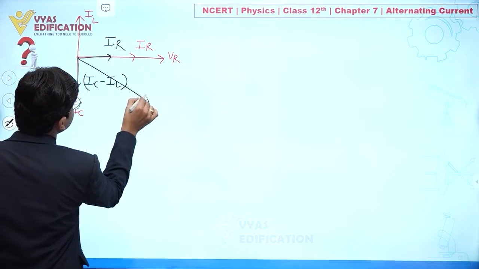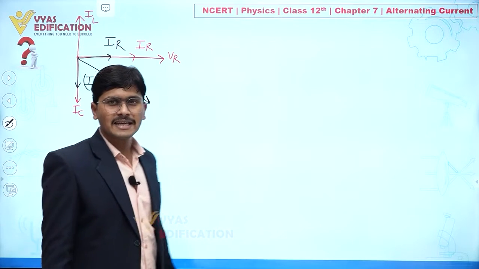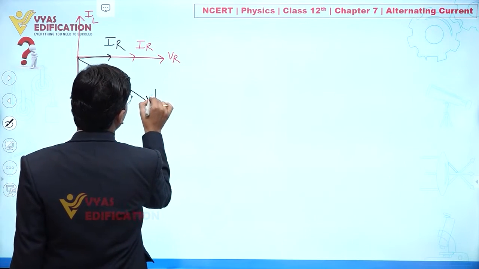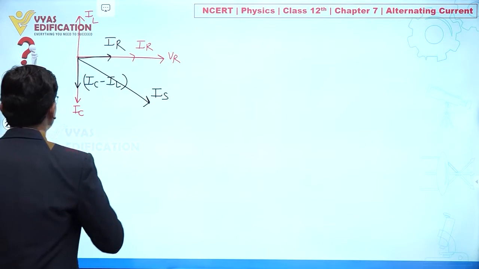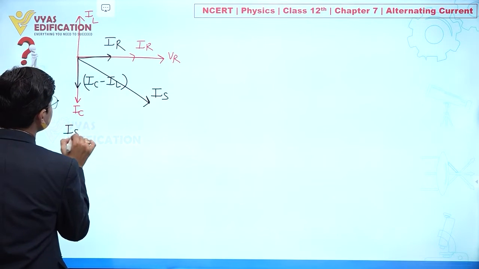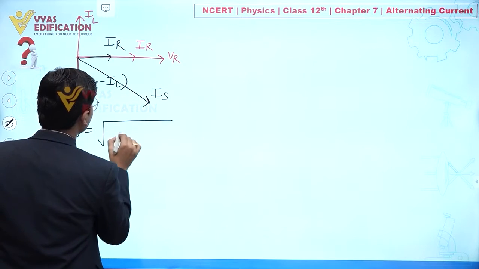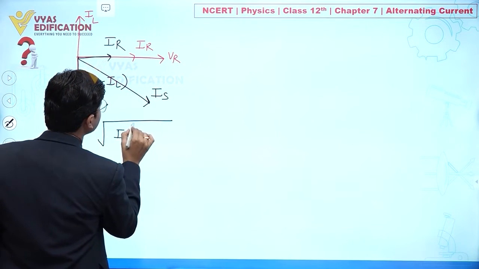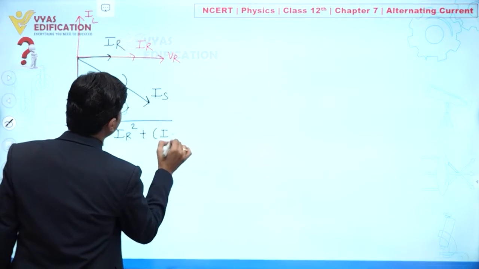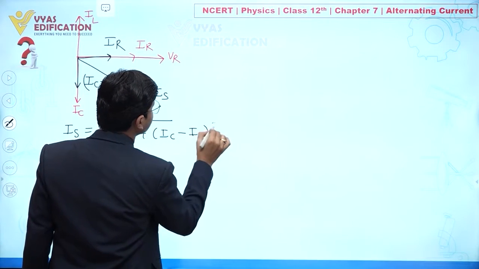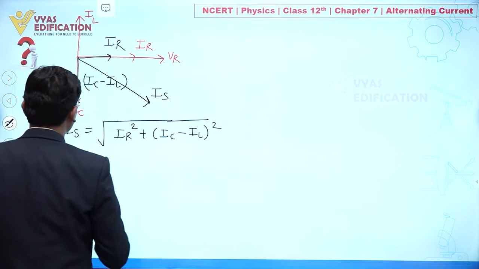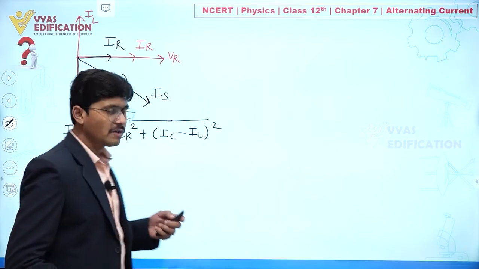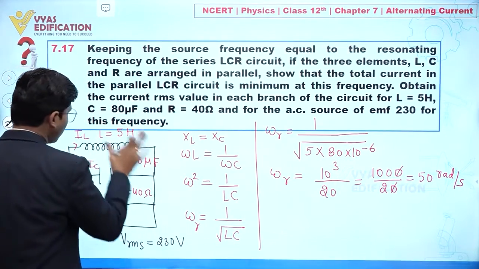Now what about the resultant? I can say this resultant is given by in this direction, and this should be equal to IS, clear. So we can write like this, IS should be equal to under root of IR square plus (IC minus IL) whole square, yes or no? Yes.